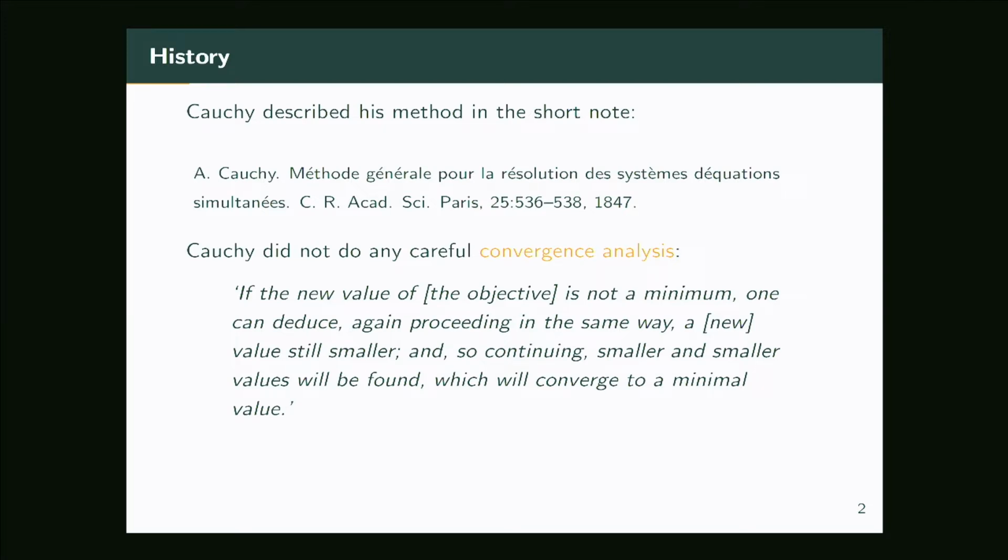One can deduce, again, proceeding in the same way, a new value still smaller. And so continuing, smaller and smaller values will be found, which will converge to a minimum value. So basically all he's saying is that it's a descent method. So the function value will decrease, or at least be non-increasing, at every step. And it's bounded from below because it's a nonlinear least squares problem. So it will converge to something, but we don't know what. So that's where Cauchy left it.